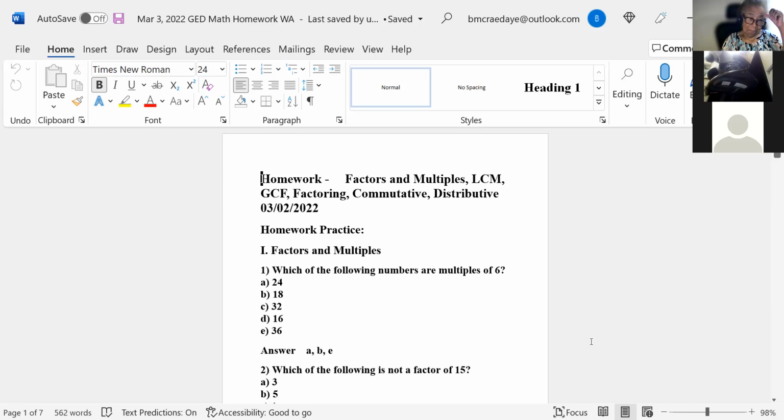Now, Maureen, on number one, the factors and multiples. What answers did you get for number one? Did you get the answers you see here? Which of the following numbers are multiples of 6? In other words, you can multiply 6 by 1, by 2, by 3, by 4, by 5, etc. So what answers did you have?